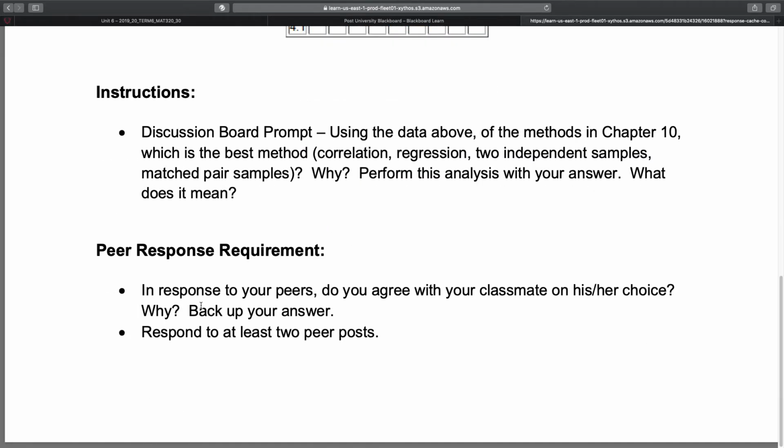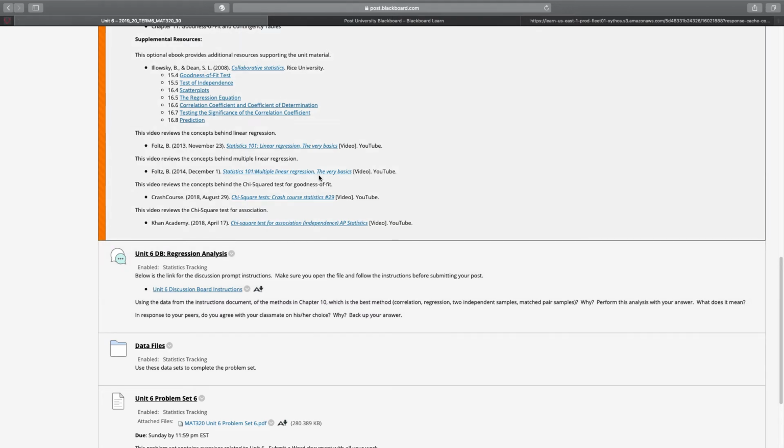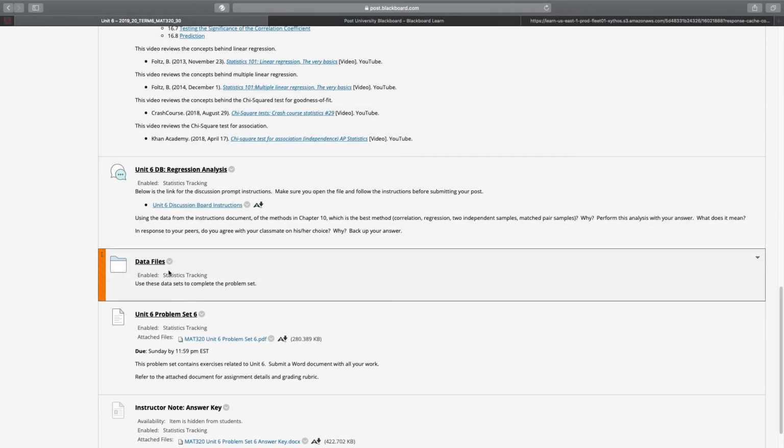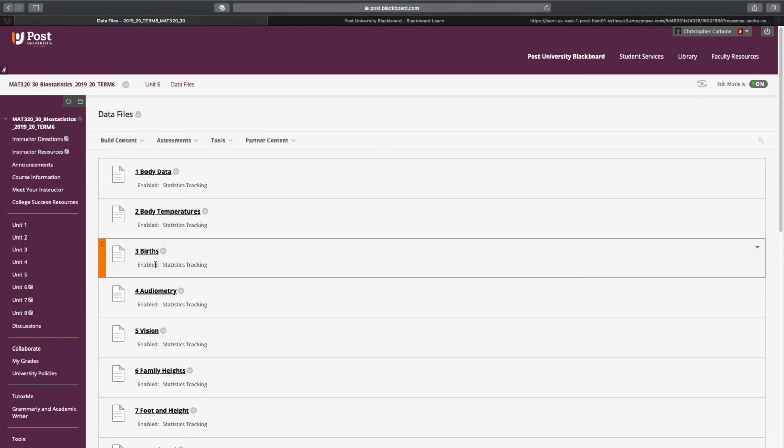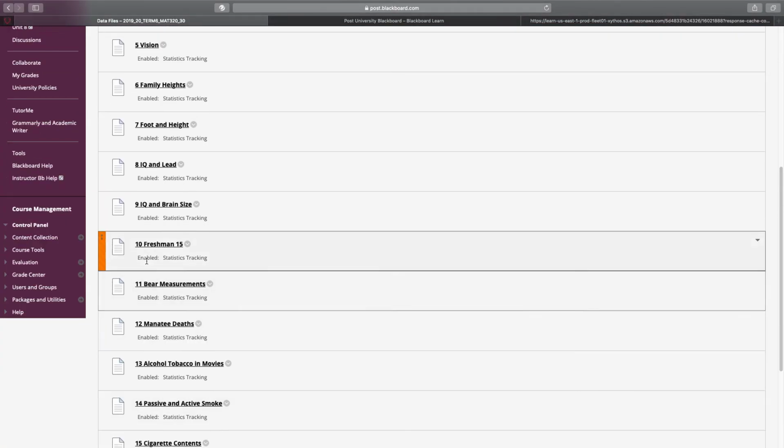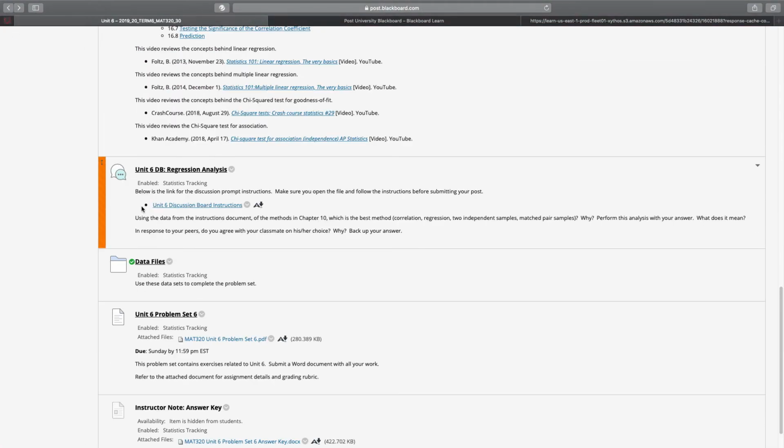The peer response requirement is, do you agree with your classmate on his or her choice? Why? Back up your answer, explain yourself, that type of thing. And of course, respond to at least 2 peer posts. I have the data files listed on here as well, if needed, of course. As you can see, we have all 18 of them in there.